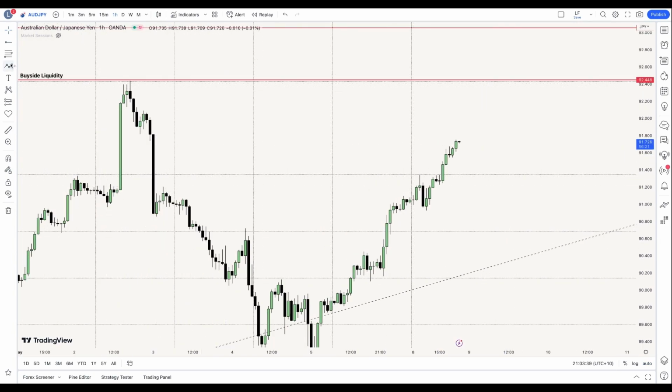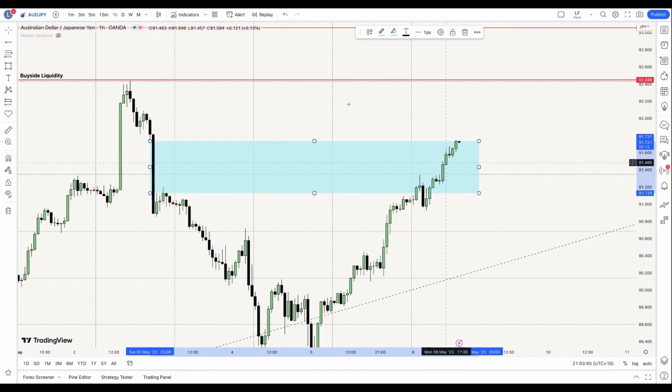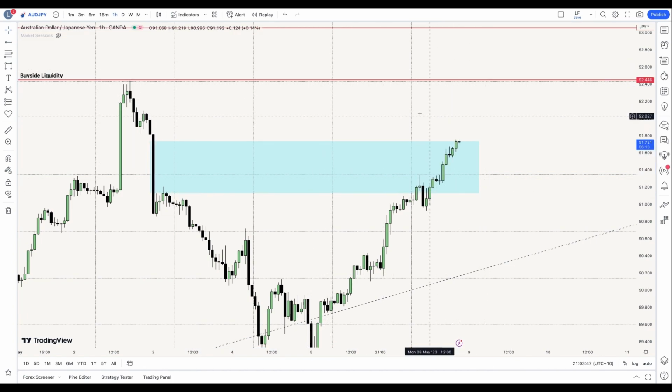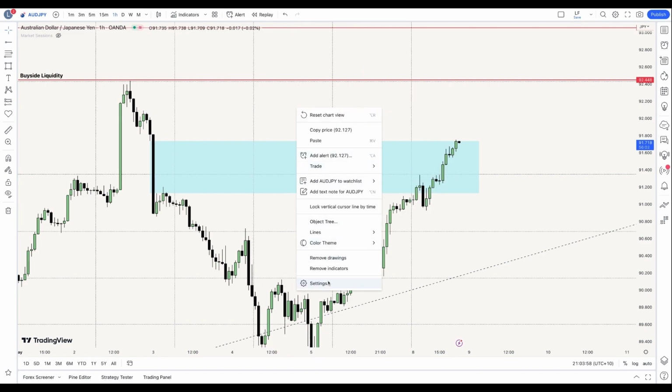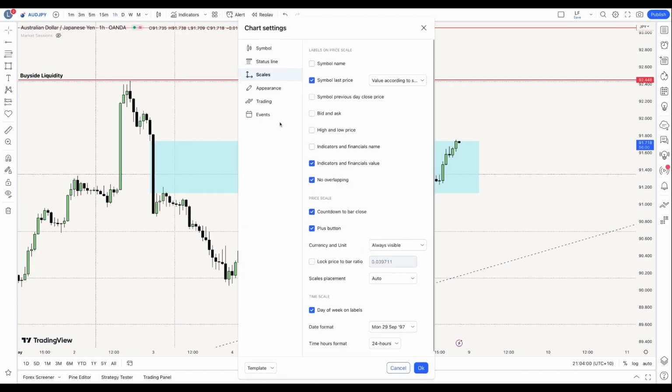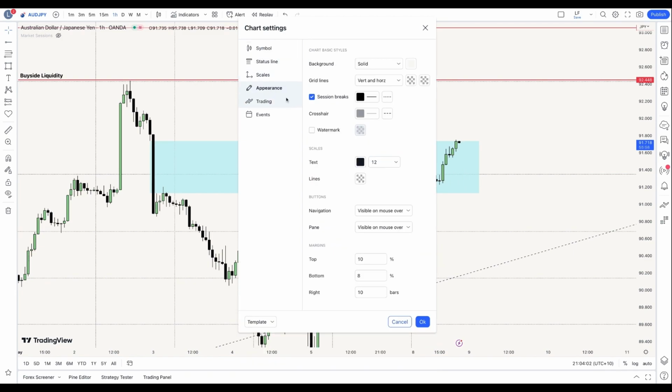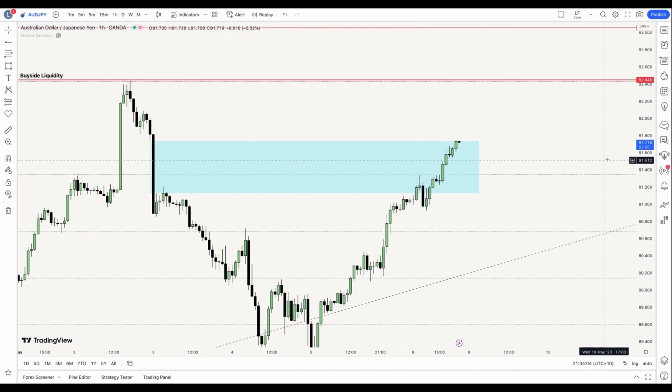As we can see here, there is a fair value gap right off the bat, nice and easy to see. Notice that there are little lines here. These are just session breaks. It tells you what days they are and when the market starts. So it's Monday, Friday, Thursday. Just to make it easier, I'm just going to take that away.